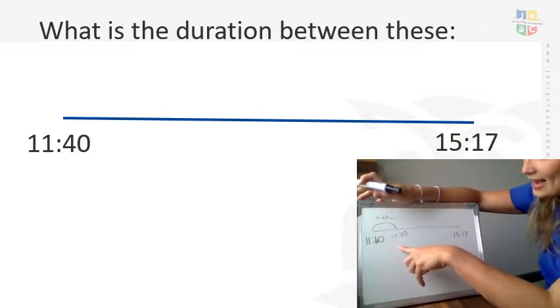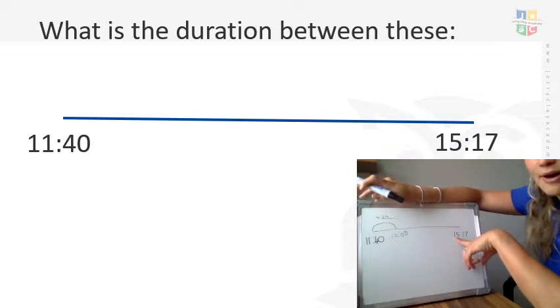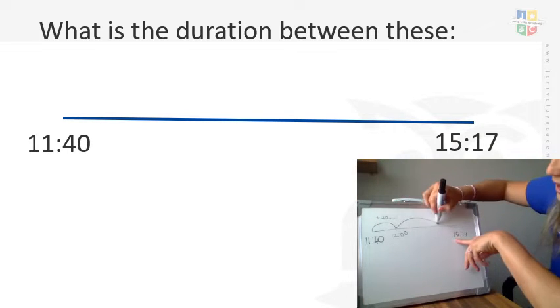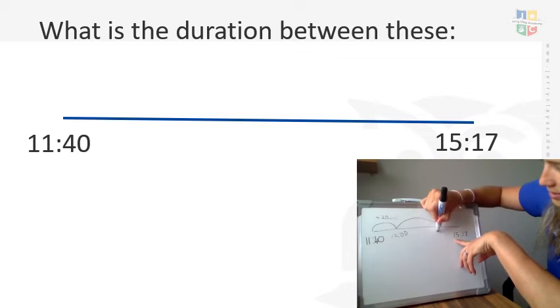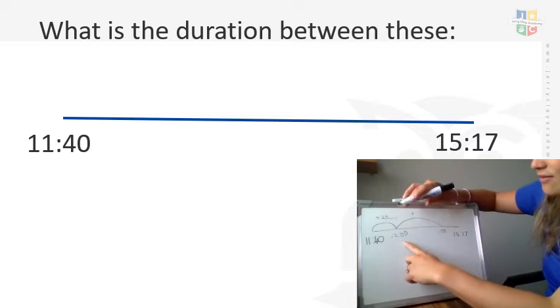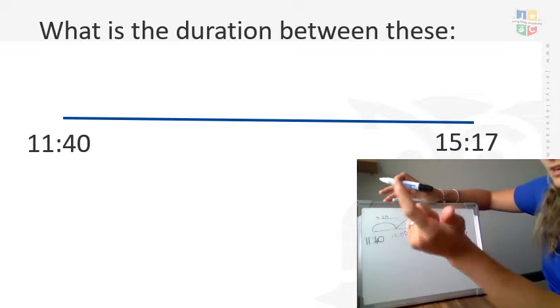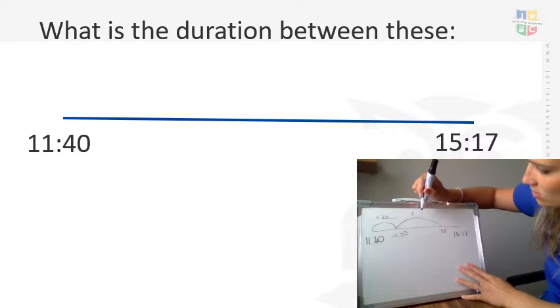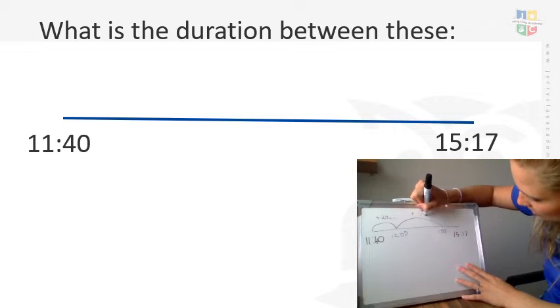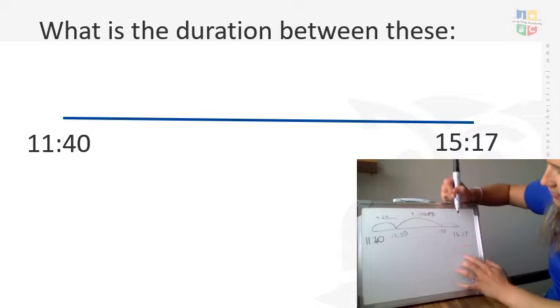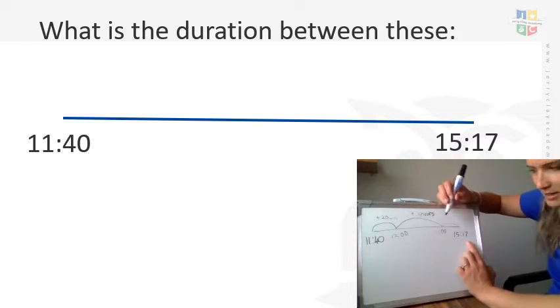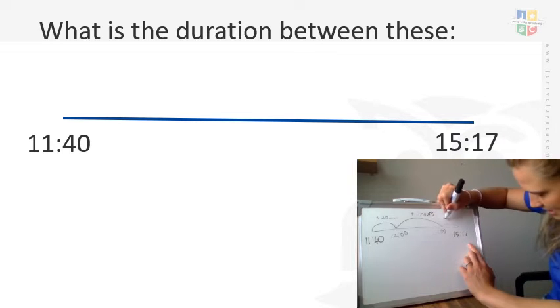Now I'm at 12, I can jump all the way up to the hour I'm trying to get to. So I can jump all the way to 15, to 3 o'clock. I will have jumped 12, 13, 14, 15. So I'll have jumped 3 hours. And then finally, to get from 15 up to 15:17, or 17 minutes past 3, I need to add 17 minutes.